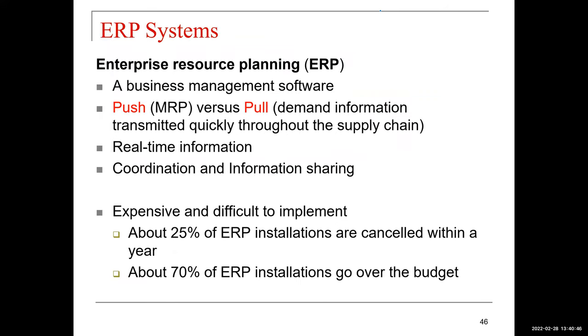ERP systems, enterprise resource planning, are business management software that uses a push strategy instead of pull. It provides real-time information, coordination, and information sharing. It is expensive and difficult to implement. About 25% of ERP installations are canceled within a year, and about 70% of ERP installations go over budget. So again, these are software-based tools that are being implemented in major companies to help them be more efficient in their supply chain management. So ERP is one.